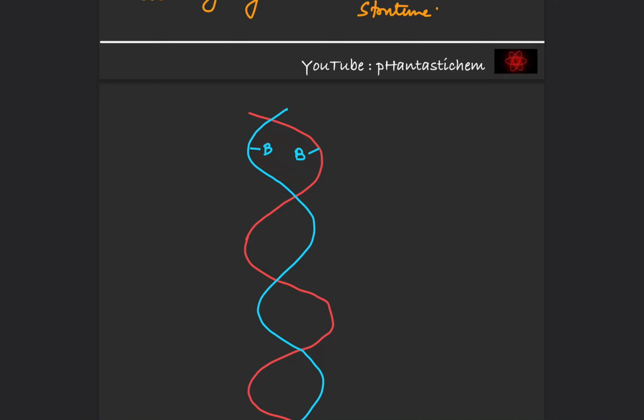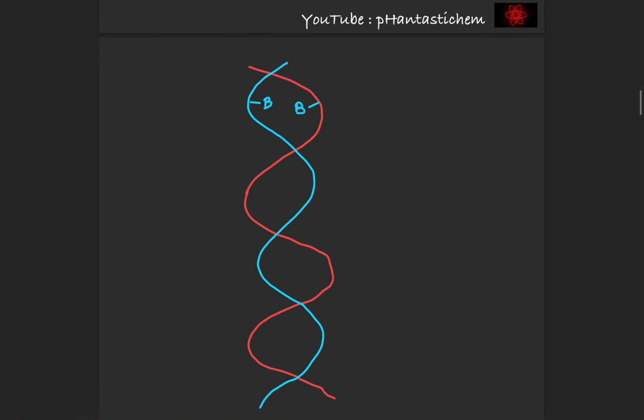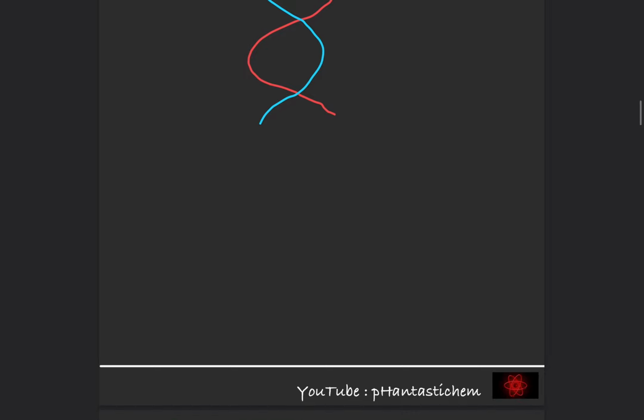Okay, and purine base of one strand is always paired with a pyrimidine base of the other strand. Let's say that this base is purine, so it will be connected to the base of the other strand, but that base has to be a pyrimidine. Very important. So purine base of one strand is always paired with a pyrimidine base of the other strand and vice versa. Okay, so I will write these things down.